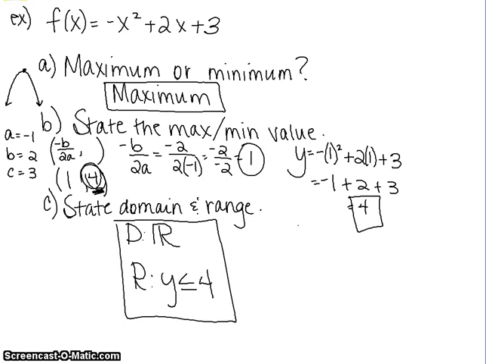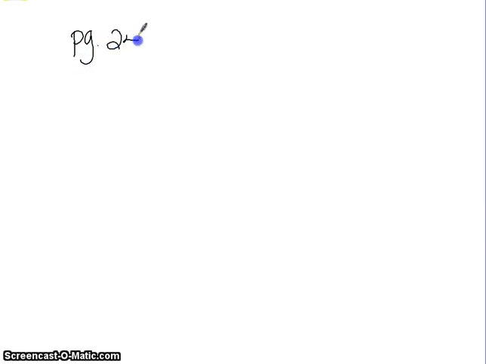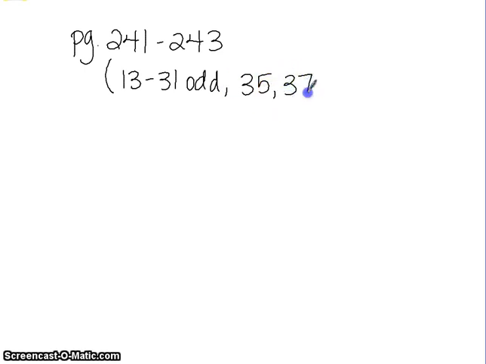Okay, that was the last example I wanted to do. Your assignment for today is on pages, and this is on the sideboard as well, behind my desk. Pages 241 to 243, numbers 13 to 31, the odds, number 35, 37, 45, and 67. And that's due tomorrow. We'll go over this tomorrow in class.